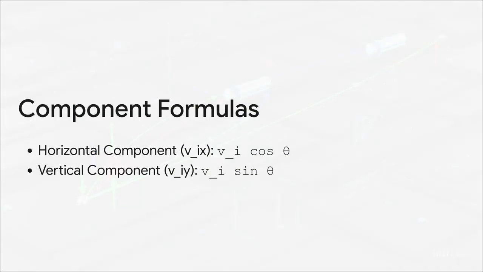Just picture that initial velocity as the long side, the hypotenuse of a right-angled triangle. The cosine of the launch angle gives us the piece of that velocity that's pointed horizontally, our v_ix, and the sine of the angle gives us the piece that's pointed vertically, our v_iy. These two values are our starting points.